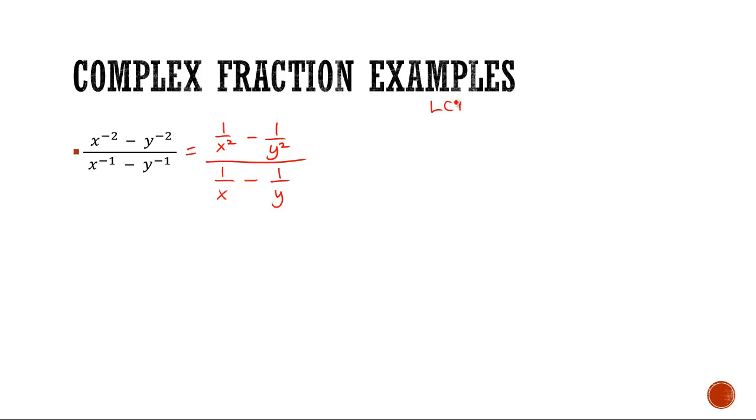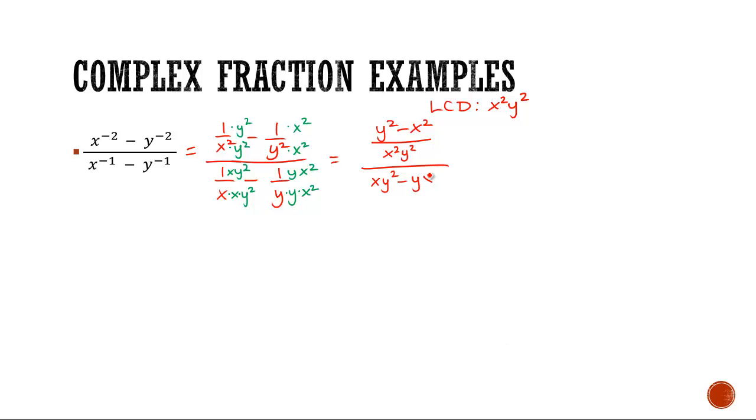So a common denominator for all 4 of them would be x squared y squared. So this one is missing a y squared. This one's missing an x squared. This one's missing an x and a y squared. This one's missing a y and an x squared. So that leaves us with y squared minus x squared on top over a common denominator of x squared y squared, and xy squared minus yx squared over a common denominator of x squared y squared.